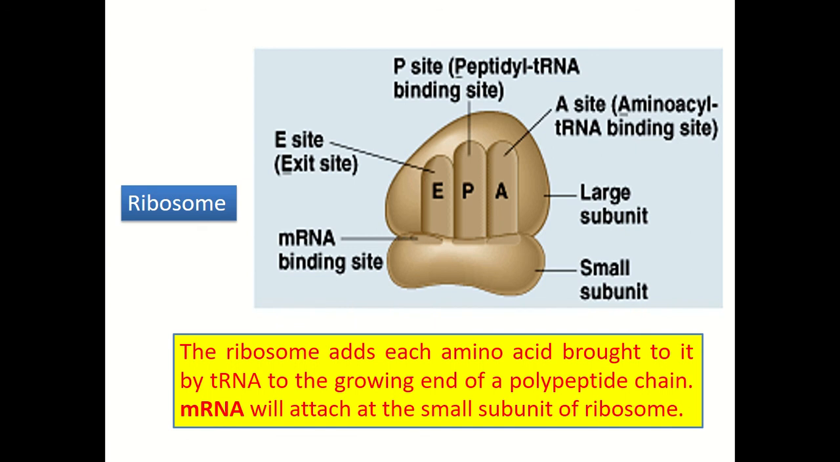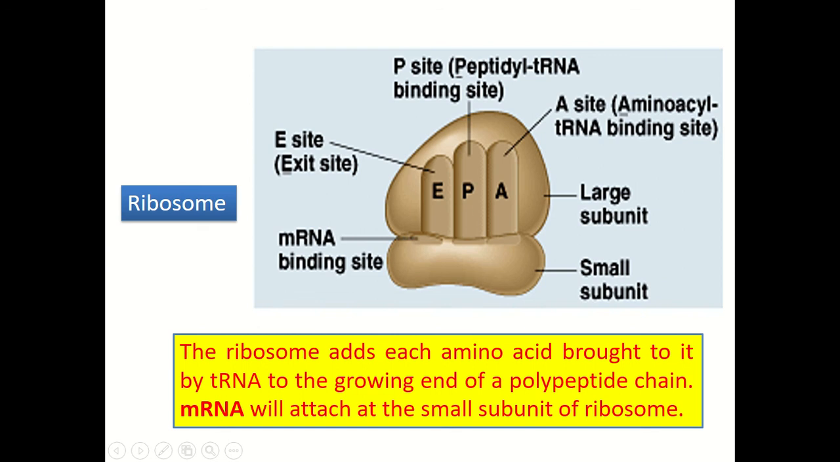Meanwhile, the large subunit of the ribosome contains the E site, P site, and A site. The E site refers to the exit site. The P site refers to the peptidyl tRNA binding site, which I call the parking site. And we have the A site, the aminoacyl tRNA binding site, which I call the arrival site. So we have arrival, parking, and exit site.